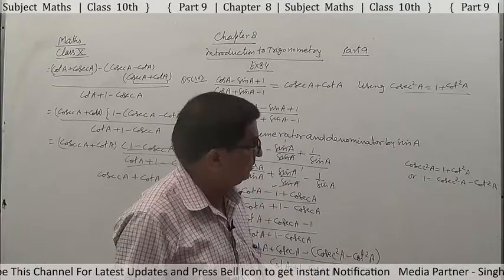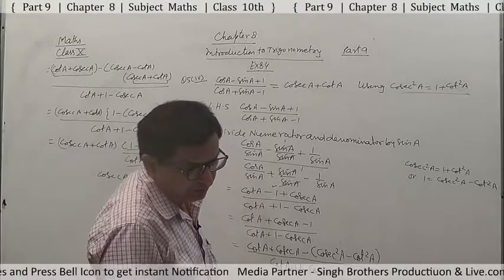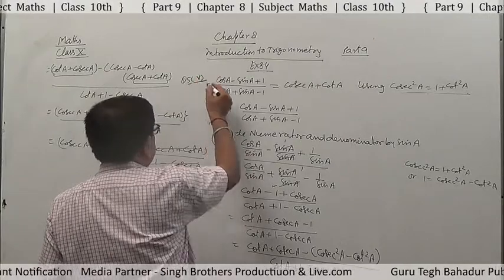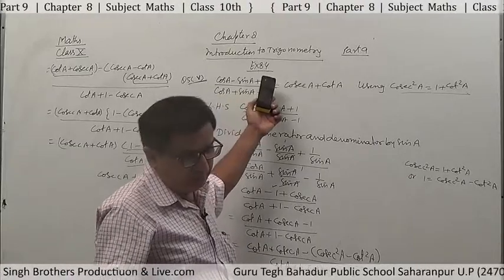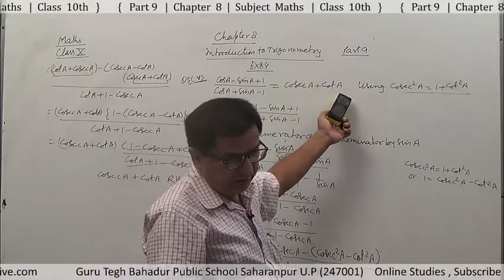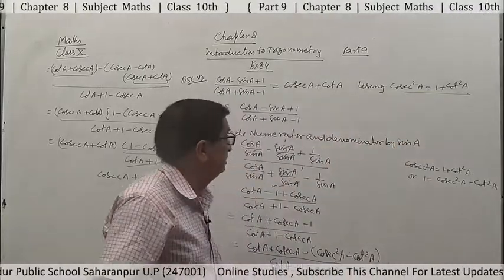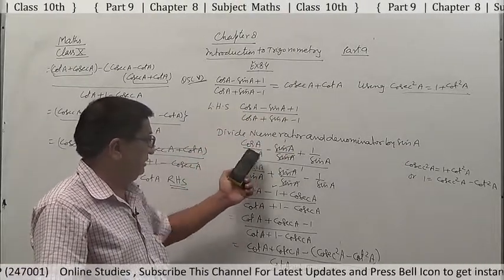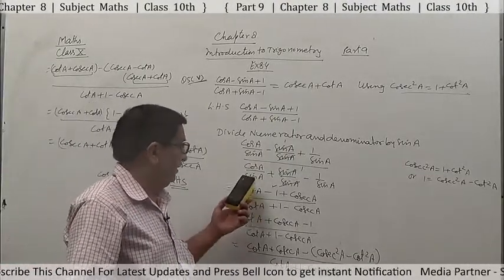Let us take sixth part. This was the fifth part, not the fourth part, it was the fifth part. I explain again. Cos A minus sin A plus 1 upon cos A plus sin A minus 1 is equal to cosec A plus cot A. Using the identity cosec square A is equal to 1 plus cot square A, we divide this numerator and denominator by sin A. So it becomes in the form of cosec A and cot A.